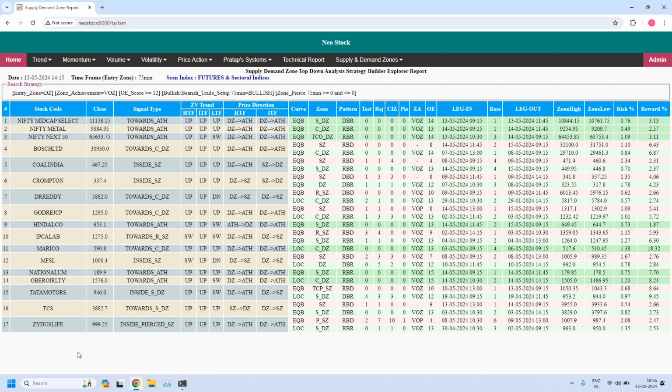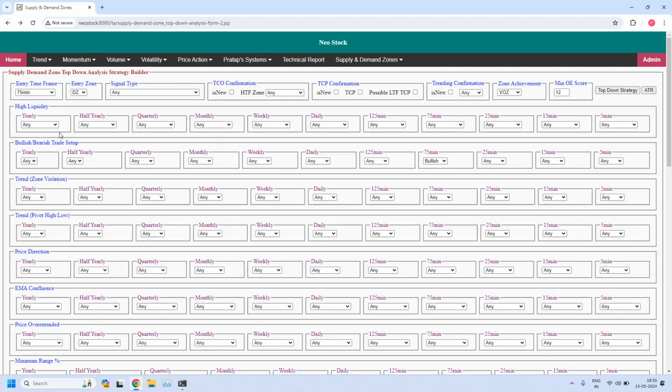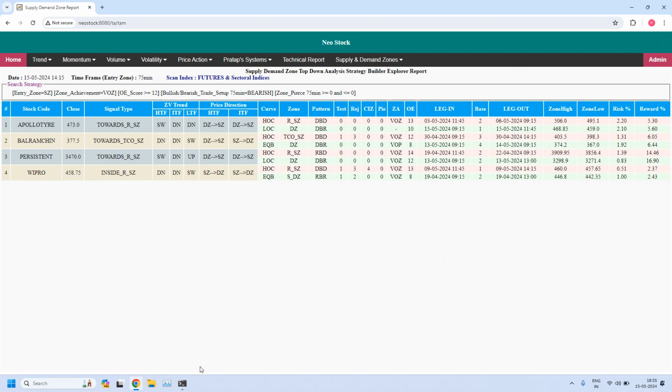Now let us generate bearish trade setup. So I am going back. For bearish trade setup, weekly income trade entry time frame is 75 minutes, but entry zone should be now supply zone. And also in bullish or bearish trade setup parameter in 75 minutes, I am changing the value to bearish. Now all the 3 filters remain same. Now let me generate the report. So 4 stocks are filtered. So these 4 stocks are supporting bearish trade setup for weekly income trade.